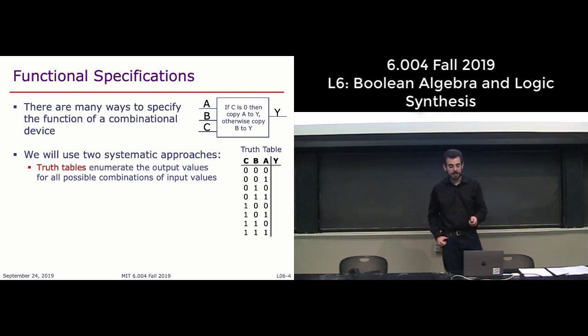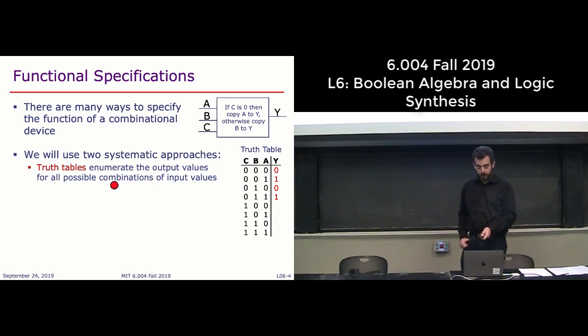And so from this text description here, well, if C is 0 and B is 0 and A is 0, well, if C is 0, we copy A to Y, and so A should be 0. A is copied to Y, and so Y should be 0. In this case, A is 1 and C is 0, and so Y is 1, and so on. And so we could go and fill the table, right? So the first 4 entries are going to mirror the entries of A, and the last 4 entries are going to mirror the entries of B, right? Because we're copying either A or B.